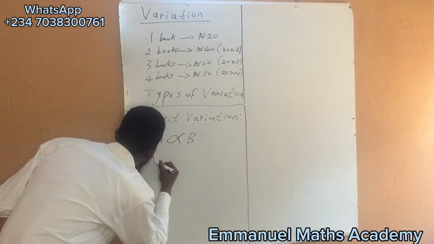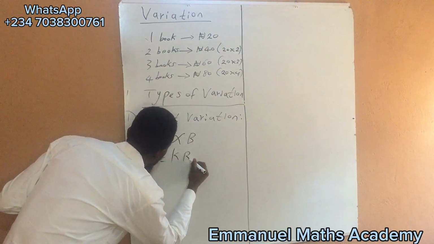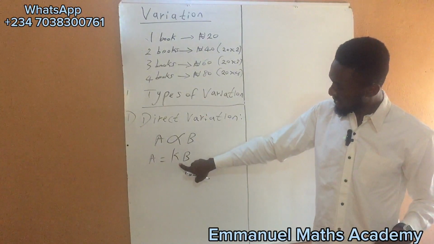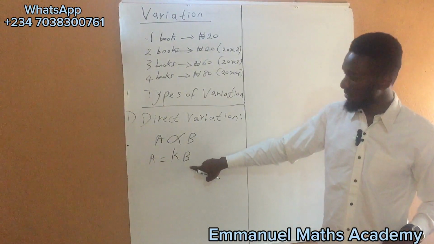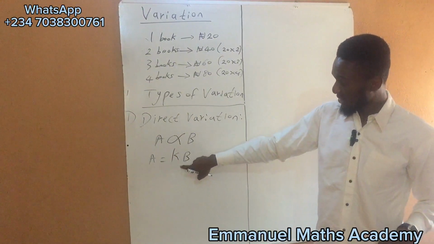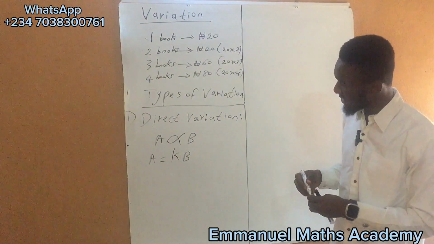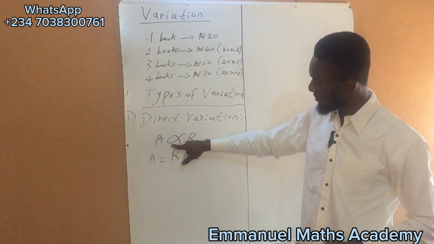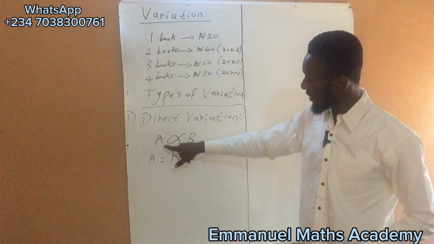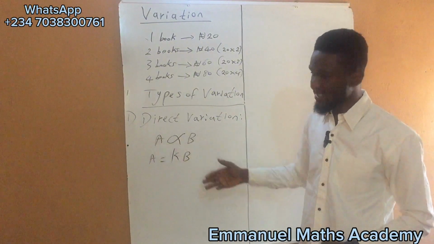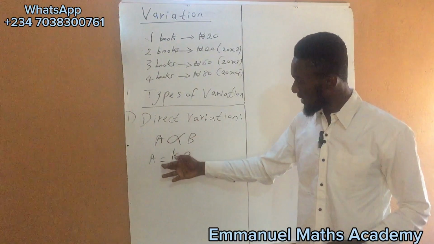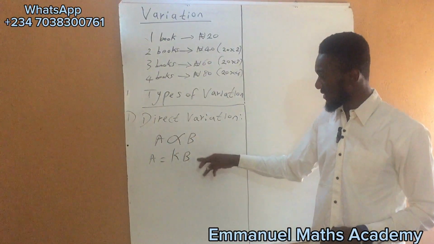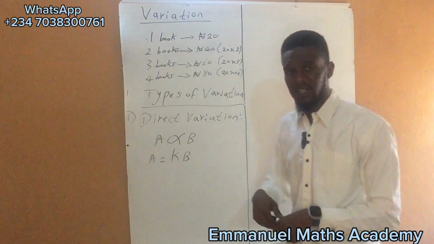Then you have that A is equal to KB. Now this is the formula we'll be making use of. This K is the constant of the variation. You can say let A be proportional to B, or let A vary directly as B, or A is directly proportional to B. Then we now have A is equal to KB.